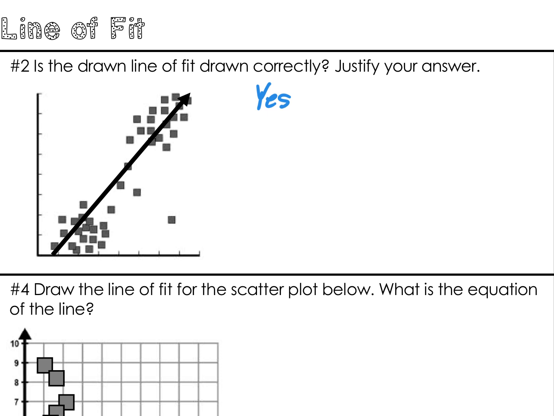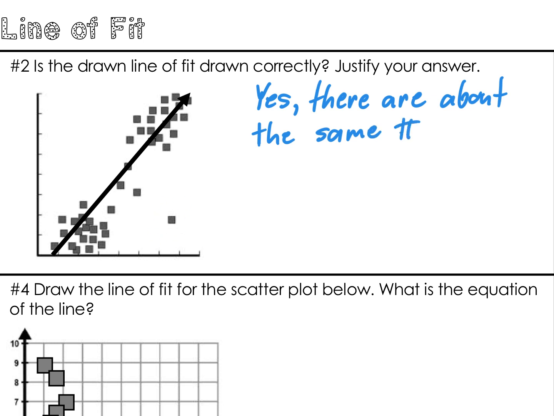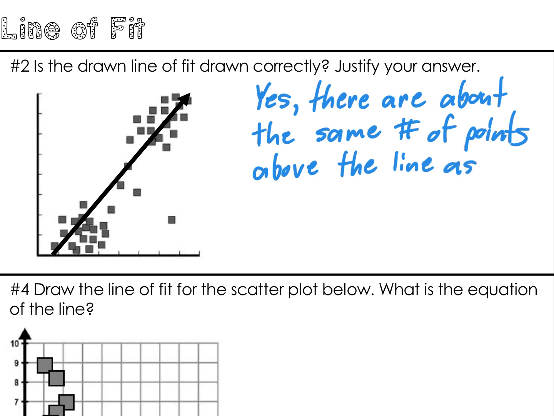For number 2, it is drawn correctly. As you can see, about as many points are above the line as below. Remember, outliers do not count towards trend lines. Since the dots do sort of fall within the line, there's not an obvious curve or anything, we can say that the line of best fit is drawn correctly.